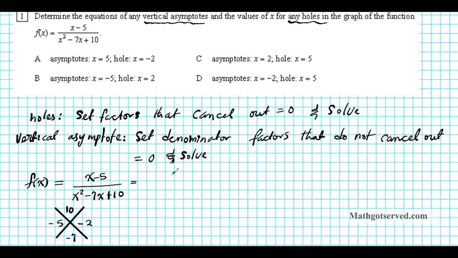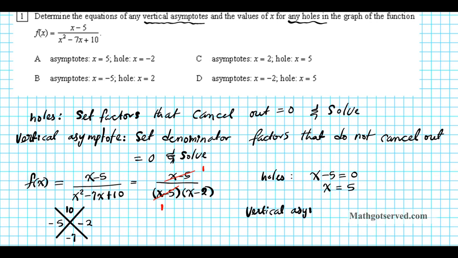So this is equal to x minus 5 divided by x minus 5 times x minus 2. Now examine this function. What do you notice? You notice that x minus 5 is common in the numerator and the denominator, so it can be cancelled out. Whichever factor cancels out tells you your holes. To find the hole, we set the factor that cancels out equal to 0 and solve. You add 5 to both sides, and you have x equals 5. There goes your hole.